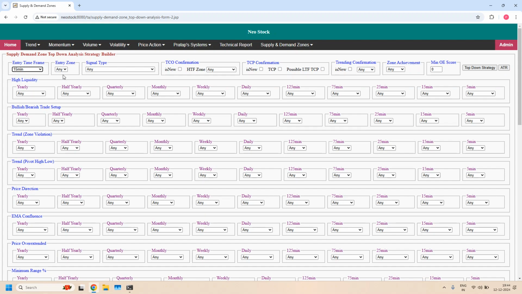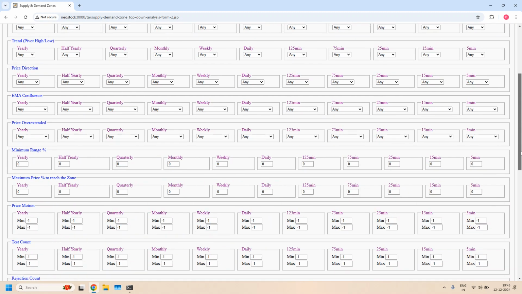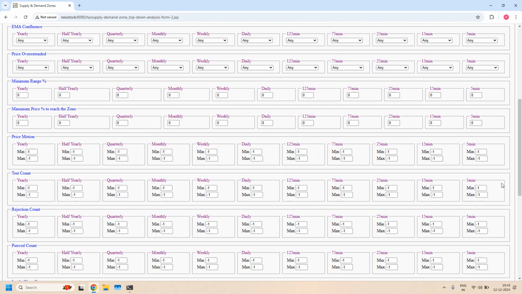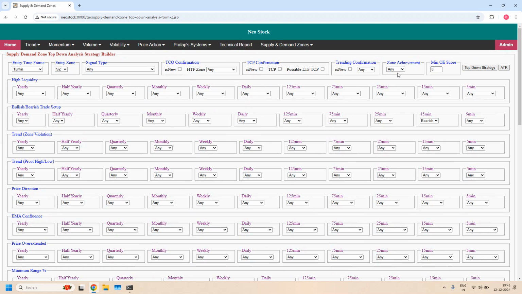Entry time frame 15 minutes, entry zone, supply zone. In bullish or bearish trade setup at 15 minutes, I am selecting bearish. And these 15-minute supply zones should not be pierced. So in the pierced count at the 15-minute time frame, I am setting minimum value 0, maximum value 0. That means the 15-minute supply zone is not pierced. Zone achievement violated opposing zone. Minimum odd enhancer score 12. All three filters are applied to the 15-minute supply zone.